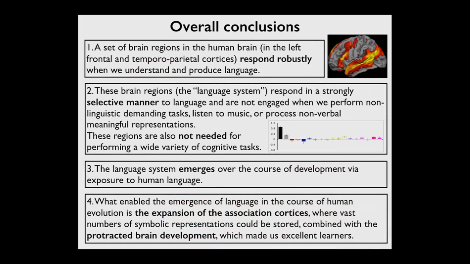Okay, so the conclusion is, we have this system. It's highly selective in its responses. It presumably emerges over the course of our development. And what enabled it is probably some combination of the expansion of these association cortices, where we can store vast amounts of symbolic information, and this protracted brain development, which makes us great learners early on.